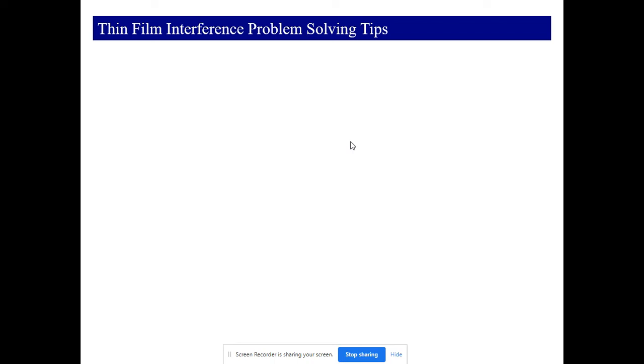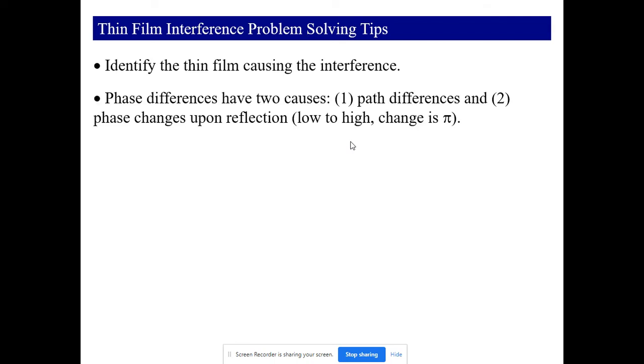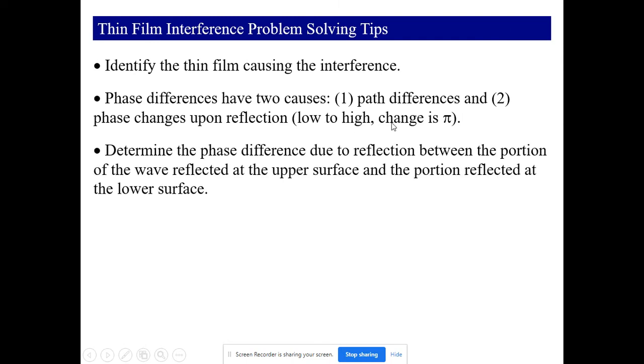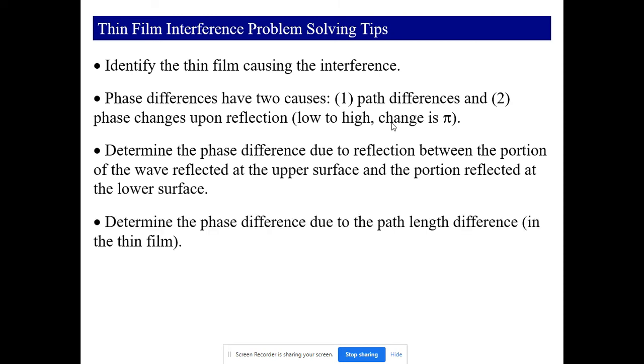So now how can we solve a thin film interference problem? First we identify the thin film causing the interference. Then we identify whether the phase difference is due to the path difference, or because of the phase change upon reflection. If the reflection is from low to high refractive index, then there is a phase change. We determine the phase difference due to reflection between the portion of the wave reflected at the upper surface and the portion reflected at the lower surface. Then we determine the phase difference due to the path length, if there is one. So two kinds of differences.